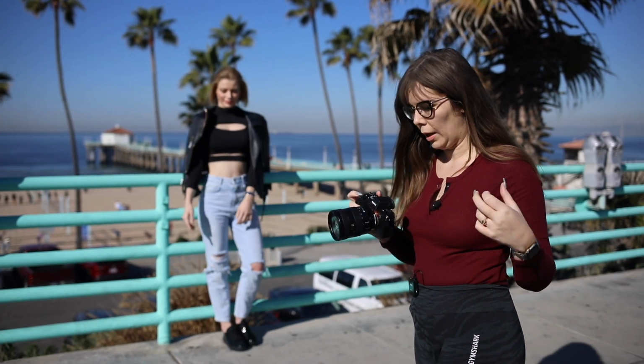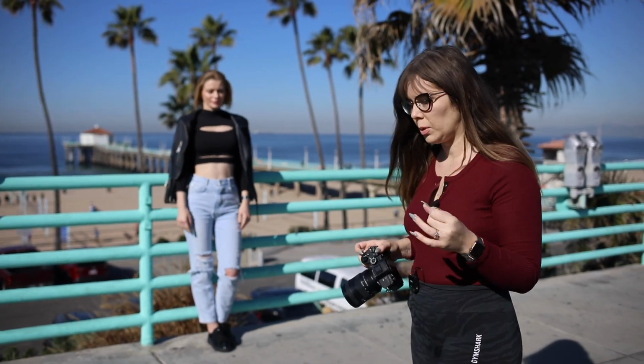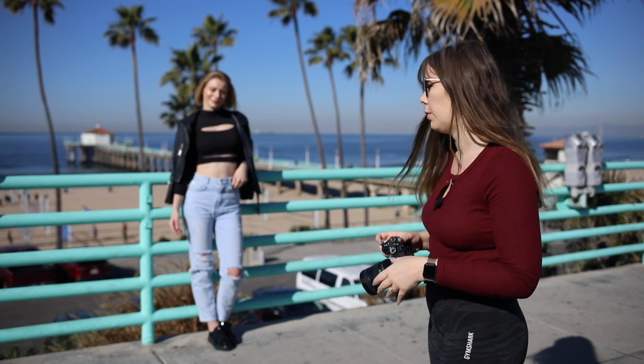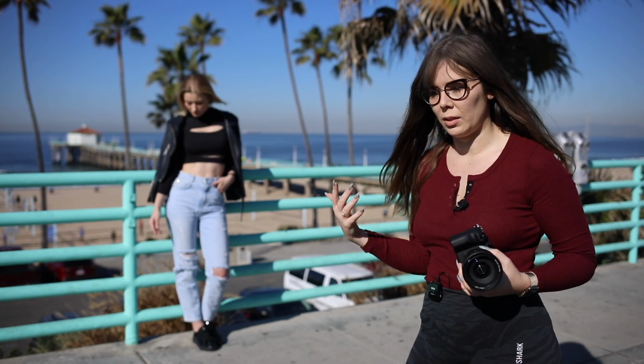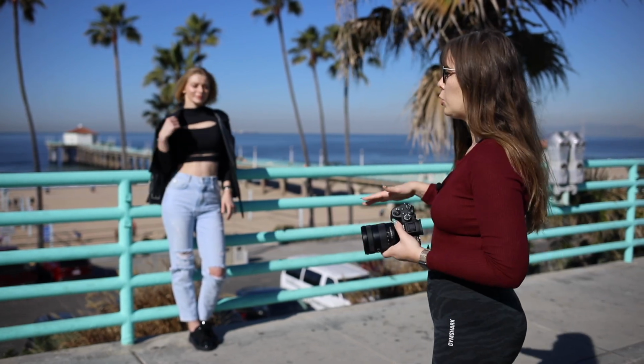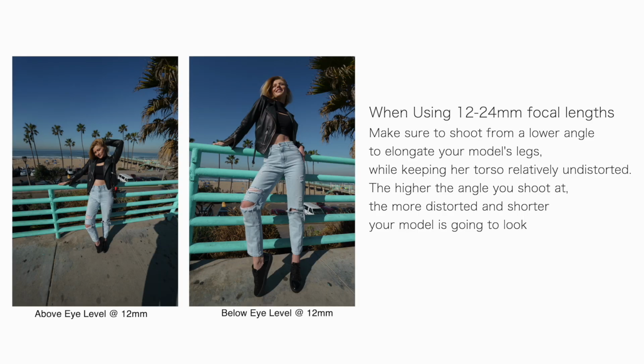A lot of the time when I shoot with wider focal lengths like 24 or 12, you have to be very, very careful about the distortion you get in the photos. So for example, in this shot, I will shoot mostly lower down because I want to elongate my model's legs as much as possible while keeping her upper body relatively undistorted, and that's the best way to go about it. If you're shooting higher up on 24 or especially on 12, you will have a bad time. So you have to keep it relatively low to the ground.